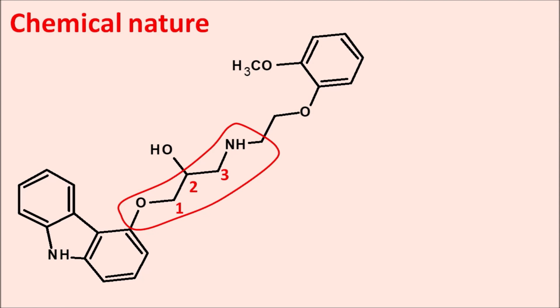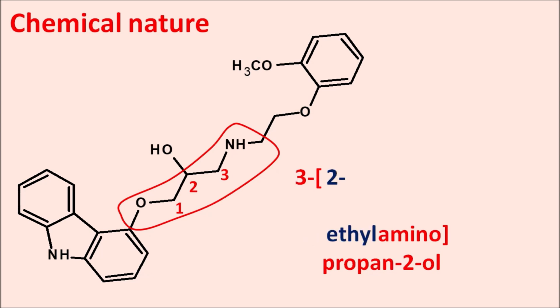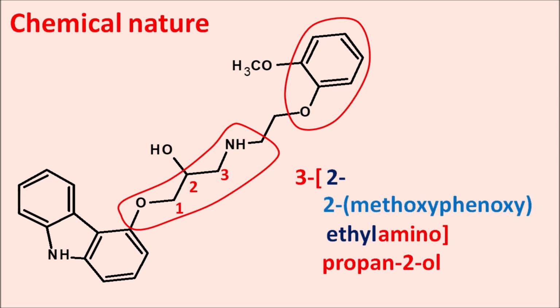Now the amine group is present at the third position, so we can write this as 3-amino, and the OH group is present at the second position, so propan-2-ol. So 3-amino propan-2-ol is attached to the aryl group, so it is an aryl oxypropanolamine. But now this nitrogen of the amine has an ethyl side chain, so we can write this as 2-ethyl, and this ethyl group has a phenoxy chain along with a methoxy group at the second position. So it can be represented as 2-methoxyphenoxy. So that is a chain present on the amine group of the nitrogen.